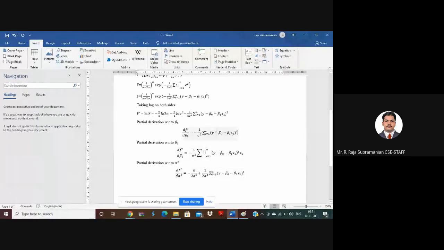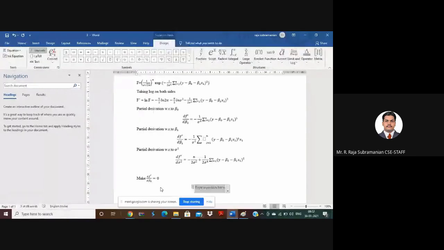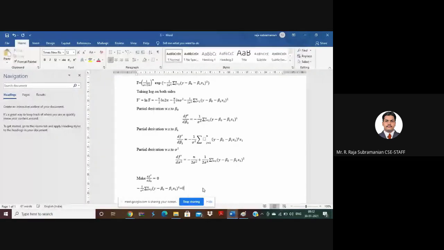Let us see what will happen when I equate dou f dash by dou beta naught to 0. We'll see that first, right? So that's what I make first. When I do that, what will happen? I'll get this entire term, minus 1 by sigma squared, and I take this equal to 0. So I make everything equal to 0. Now minus 1 by sigma squared will go into this term and become equal to 0. So this will be the 0 now.